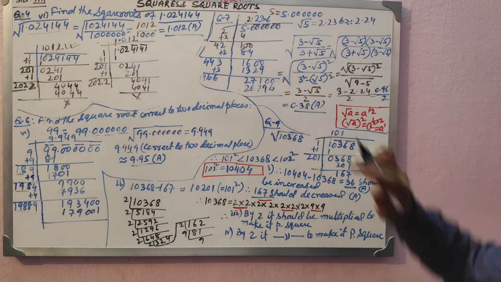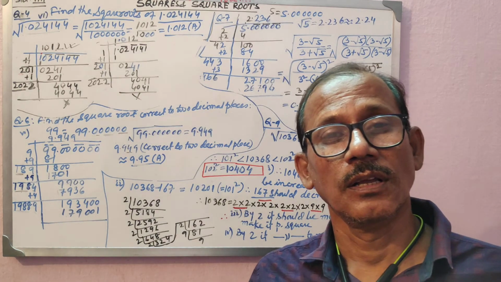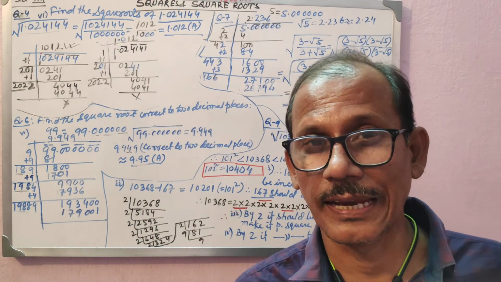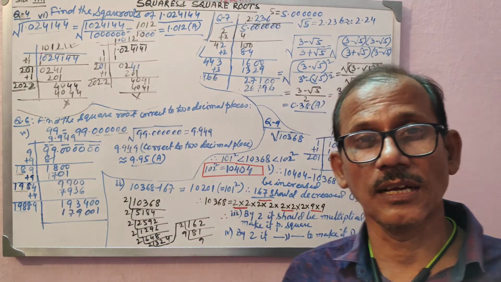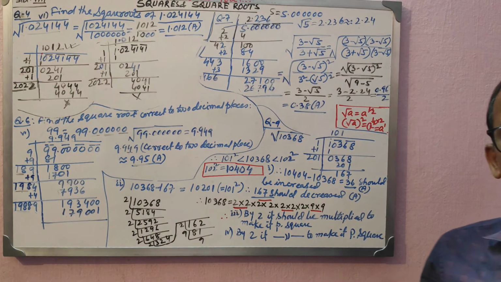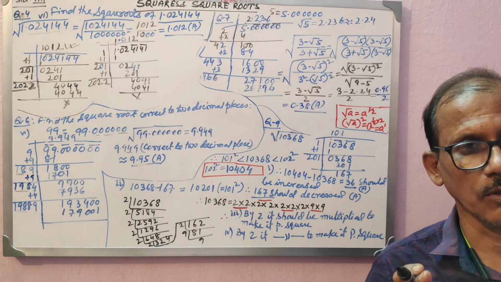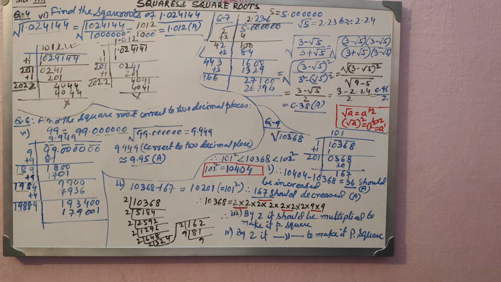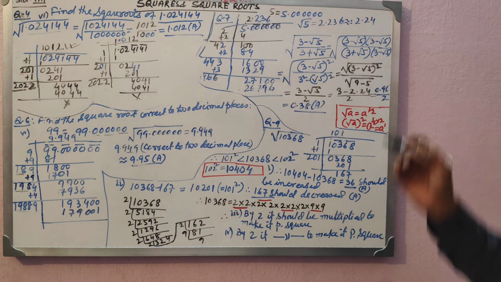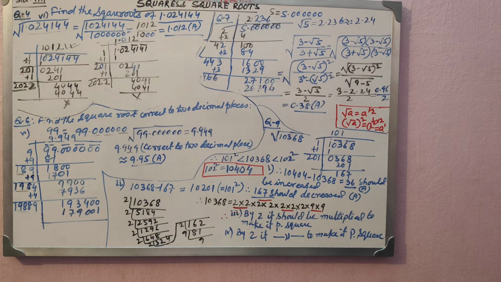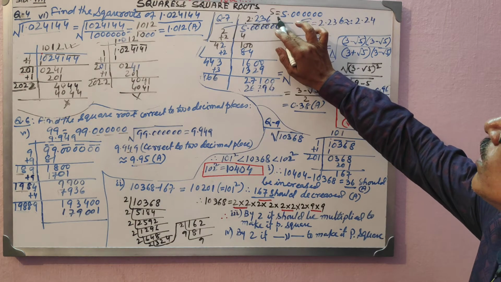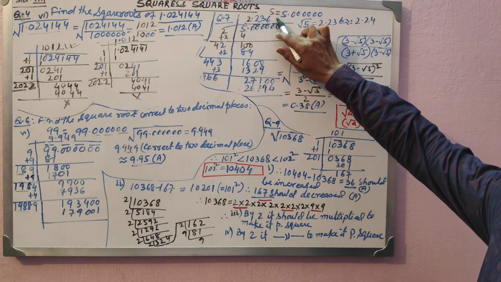So the root over value, a non-perfect square root, will definitely be an irrational number. So we'll have to rationalize the denominator, which means it has to become a fraction or a whole number. Usually it will become a whole number. So that aspect is there. And then finding out the square root value up to 2 decimal places. You have to find out the square root value of 5 up to 2 decimal places.